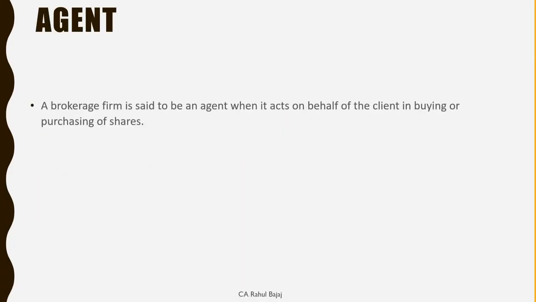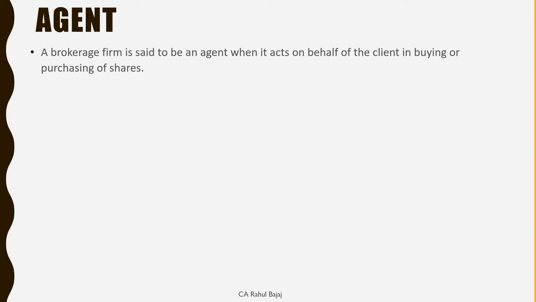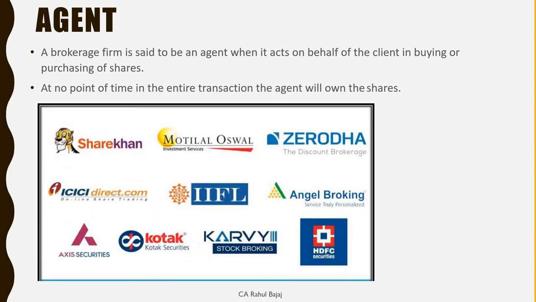First is agent. Who is agent? A brokerage firm is said to be an agent when it acts on behalf of the client in buying or selling of shares. When you trade, the person who helps you buy or sell your security is the agent. At no point in the entire transaction will the agent own the shares. He will act as agent only. So the ownership will get transferred from one person to another, but it will not get transferred in the name of the agent.